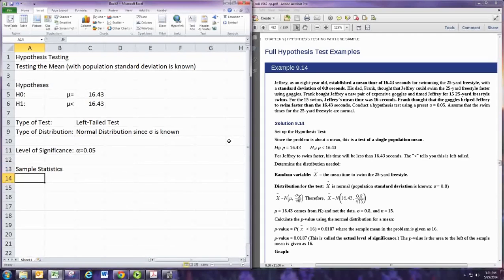And we have the sample mean. It's given to be 16. Sample size is 15. And we don't have a sample standard deviation. We'll be using the population standard deviation. And we'll use 0.8 is what they gave us.